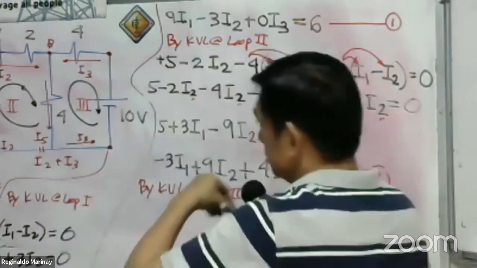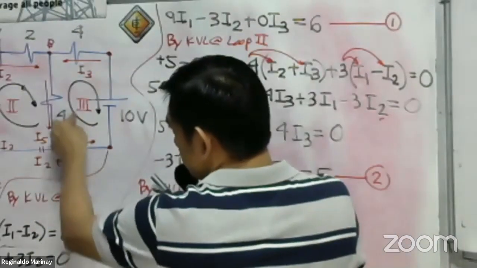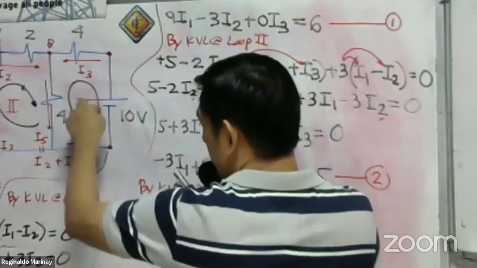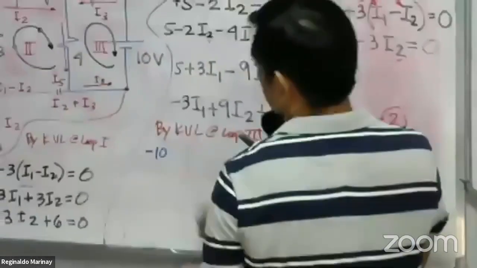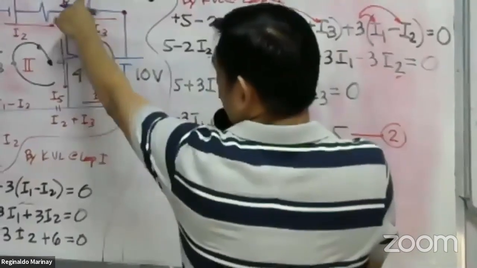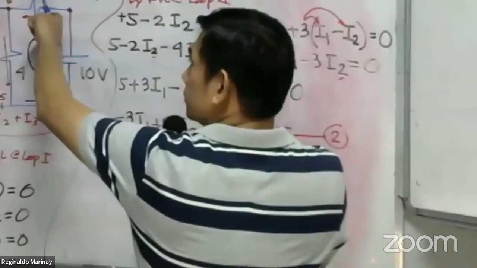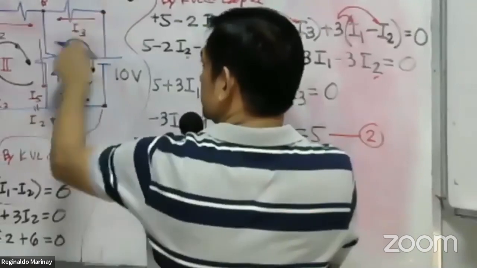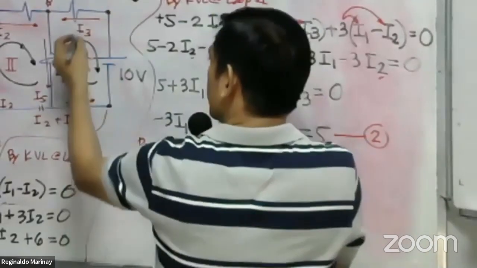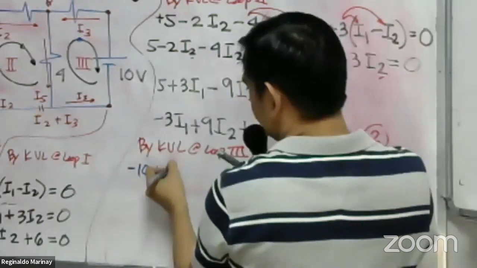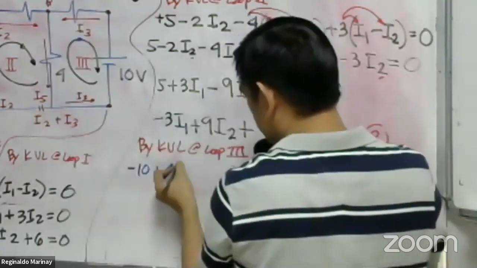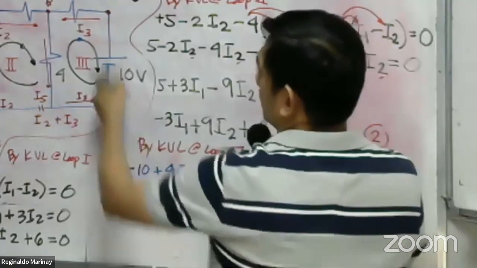For loop 3, we have the circuit tracing here. It leaves on the negative terminal, therefore negative 10. What about here in the 4-ohm resistor? That is going to the left, and this is going to the right. Left, right, two direction, two line. So we have here 4 I sub 3.